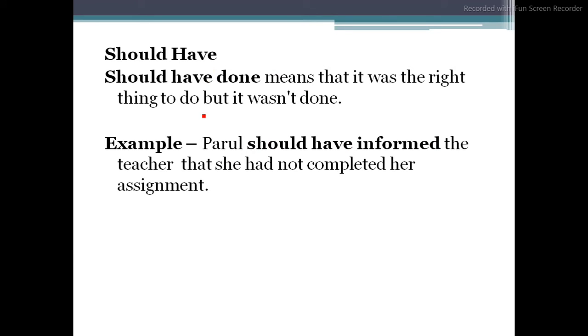Next is should have. Should have done means that it was the right thing to be done but wasn't done. So whenever we are talking about something that seemed right but wasn't done, we will use should have. Parul should have informed the teacher that she had not completed her assignment. Now this informing was the right thing to be done, but she did not inform. So again, the use is written right in front of it, means that it was the right thing to be done but it wasn't done. You should have completed your English work by today, but you did not.